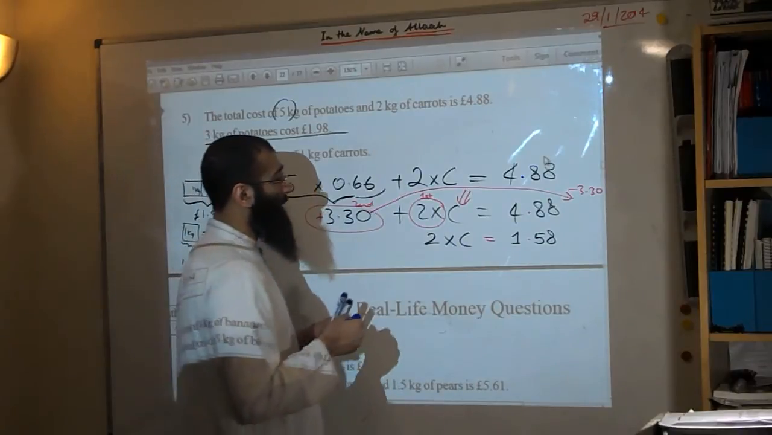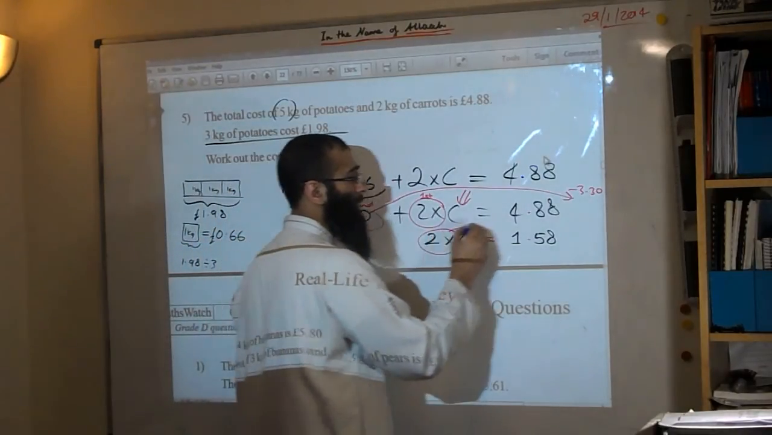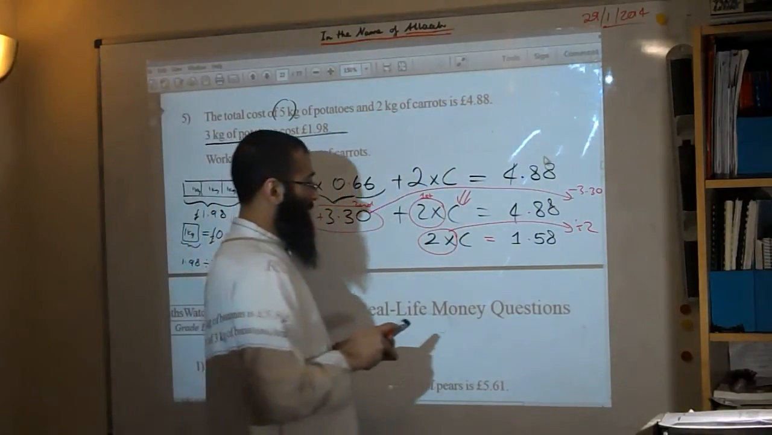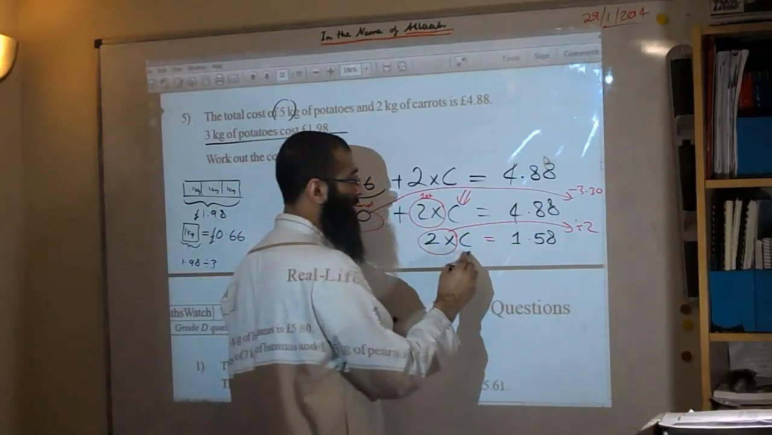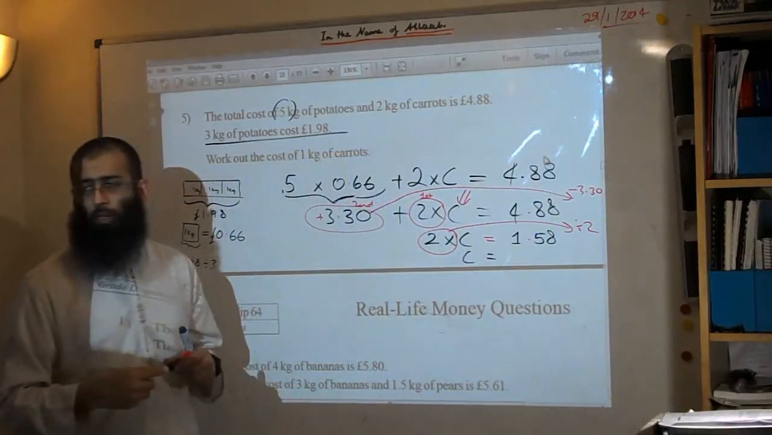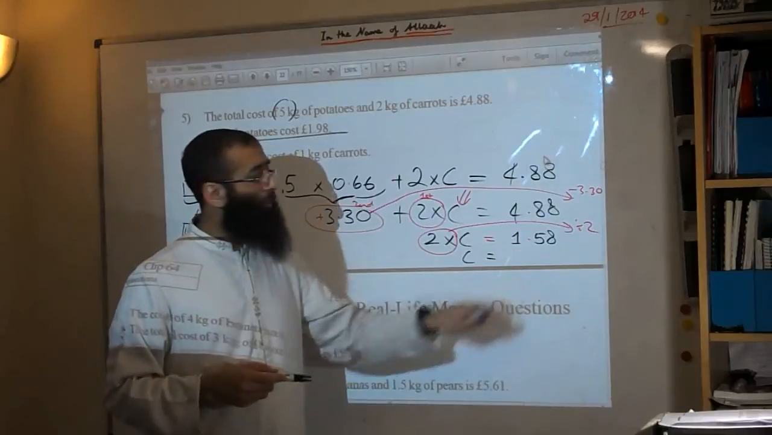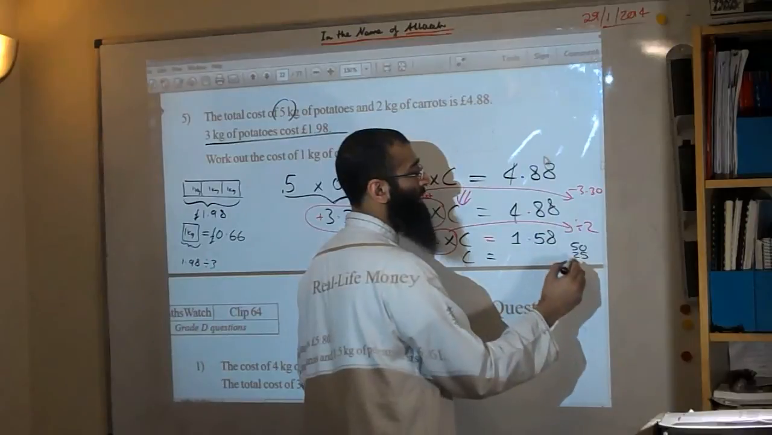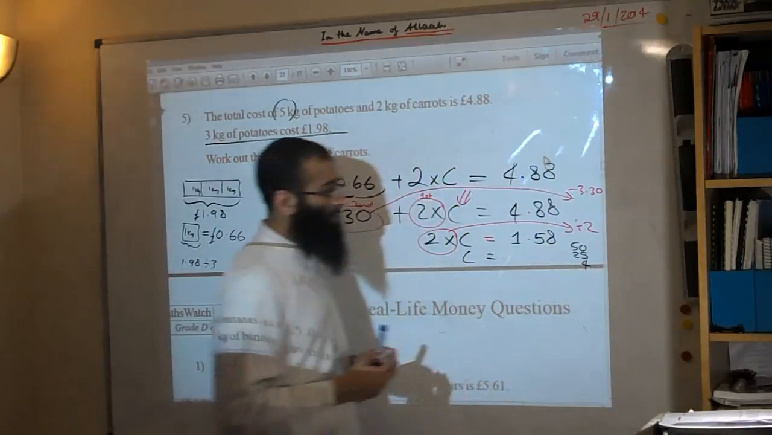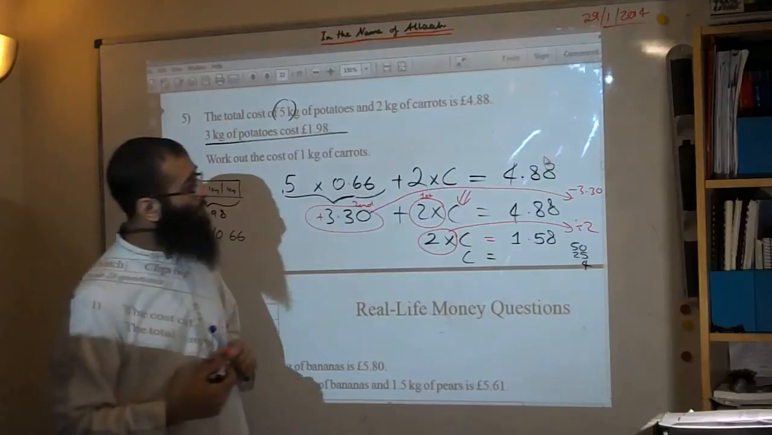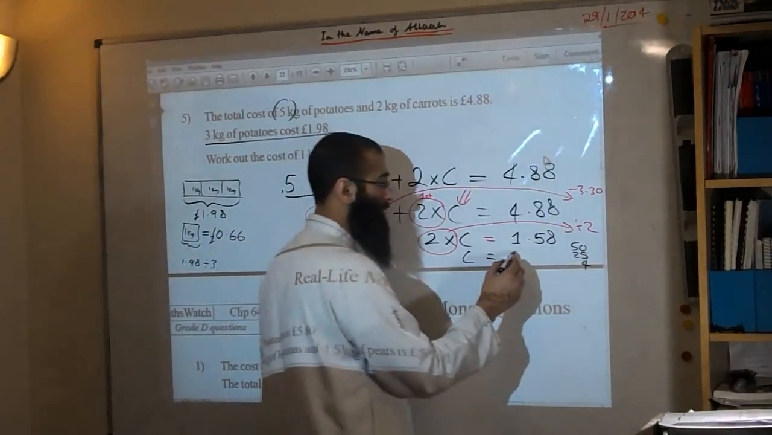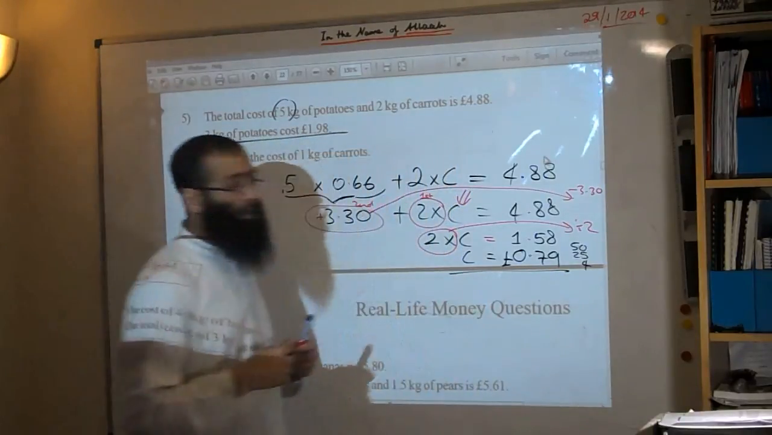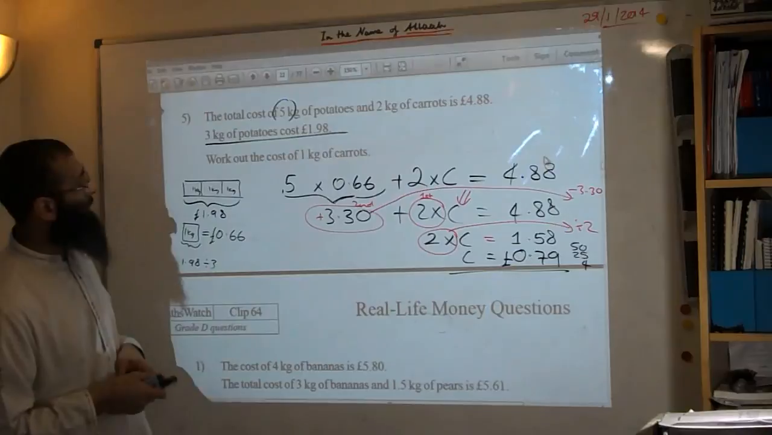What do we do with the times by 2? So times by 2 comes over, becomes a divide by 2. So the cost of the carrots per kilo is £1.58 divided by 2. So if you halve the £1, that'll give you 50. If you halve the 50, that'll give you 25. If you halve the 8, that'll give you 4. So altogether it will give us a total of 79. That is the cost per kilo of carrots.